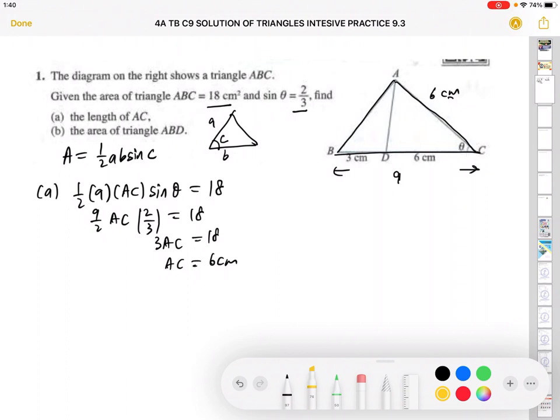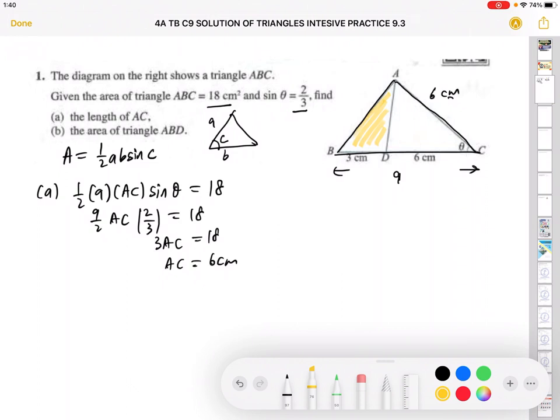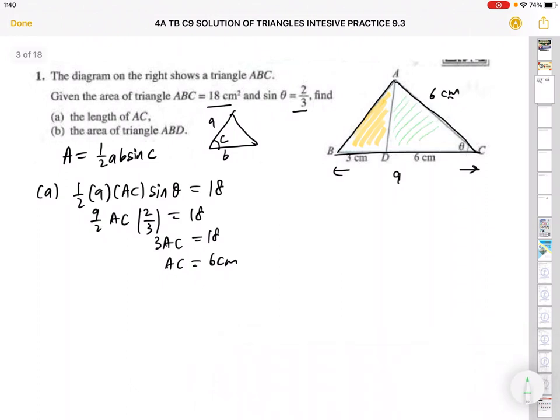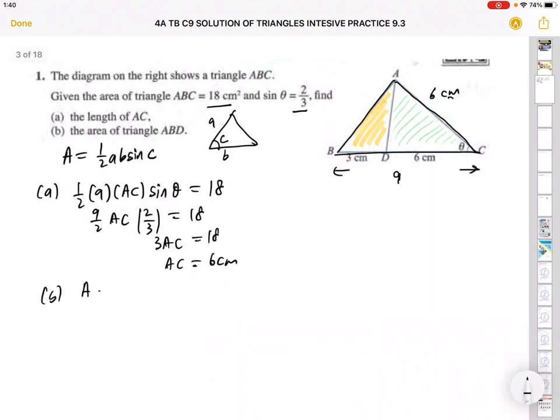Now ABD is this triangle here, and in order to find this area, I think we have to take the whole triangle minus the green triangle here, ADC, to get the yellow one, ABD. So let me write down: area of triangle ABD that we are finding is the same as area of triangle ABC, the big triangle, minus area of triangle ADC. The big triangle is 18. We already know that, it's given. The green one is half times 6 times 6 sine of the angle in between, in this case theta.